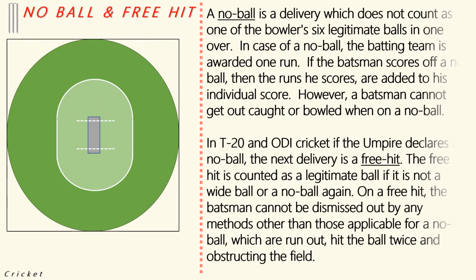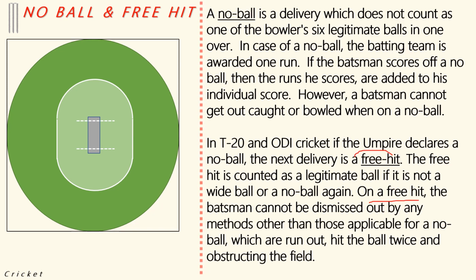If the bowler does not follow all the rules of bowling, then the umpire may declare that ball as a no ball. This ball does not count as one of the 6 legitimate balls in an over. In T20 and in ODIs, for the bowler throwing a no ball, a batsman is rewarded with an extra ball to play, and this ball is called a free hit.